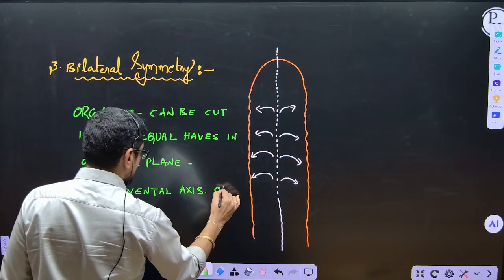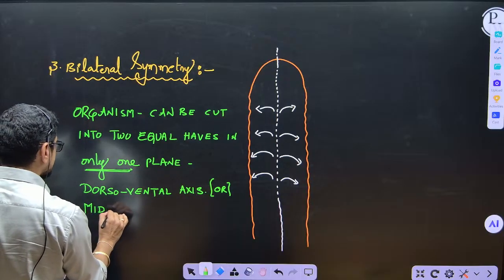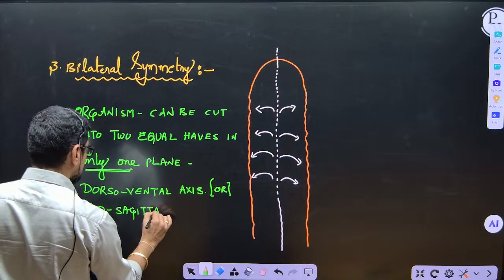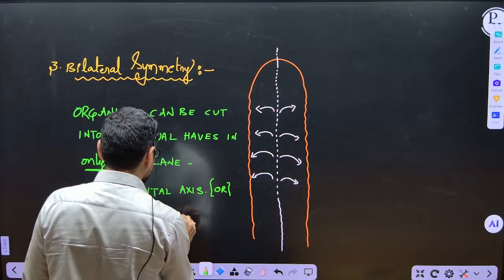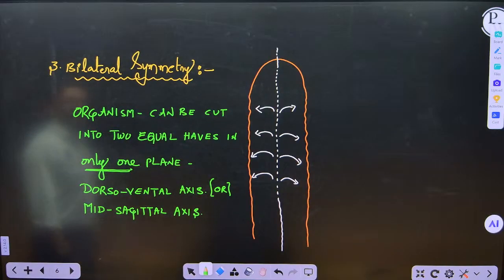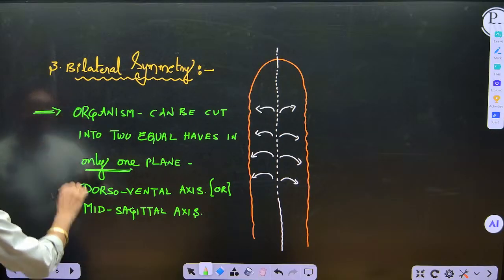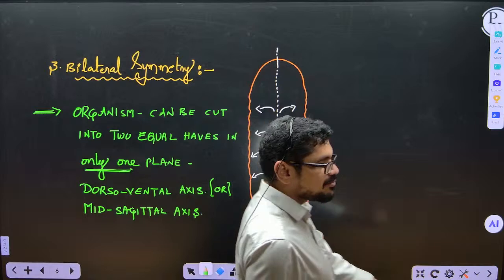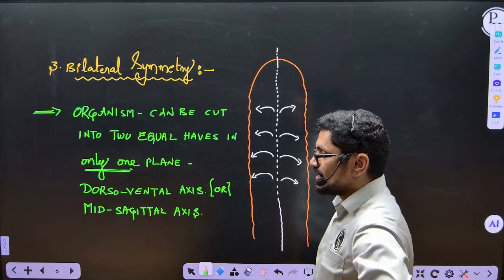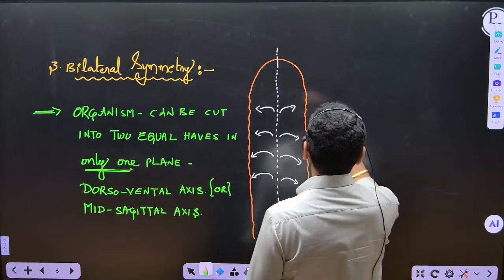The dorso-ventral axis has another name also, called mid-sagittal axis, M-I-D, S-A-G-I-T-T-A-L. Dorso-ventral axis is also called mid-sagittal axis. So the organism can be cut into two equal halves in only one plane, and that plane is called the dorso-ventral axis, which is also called the mid-sagittal axis.